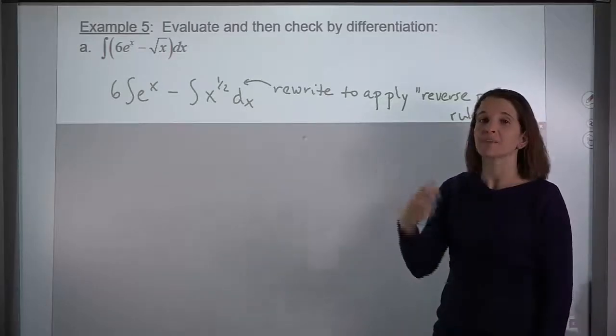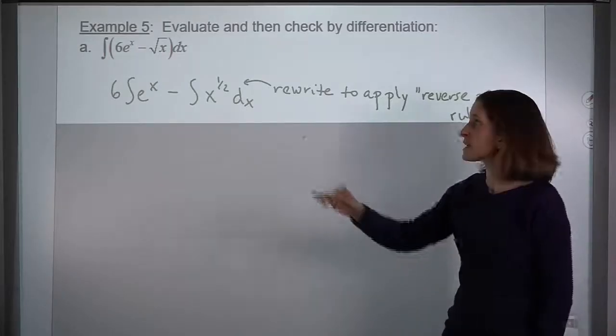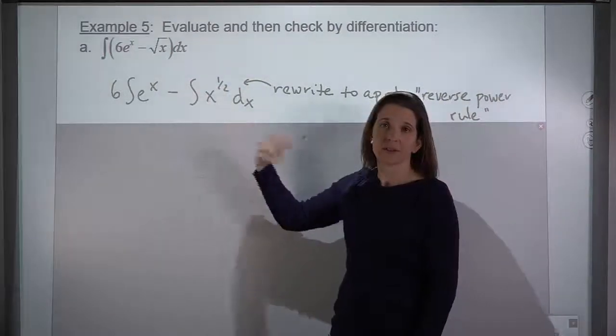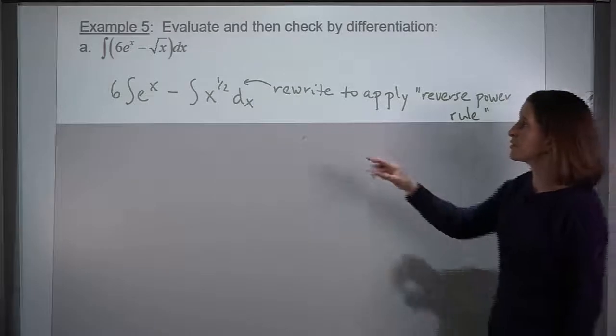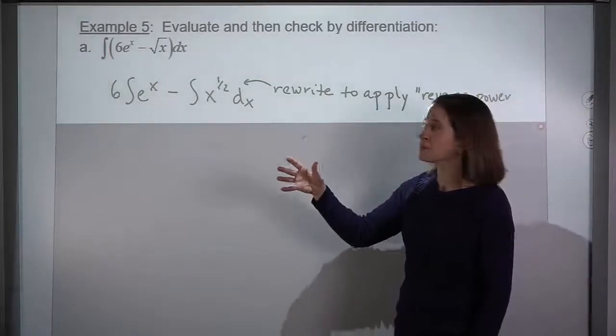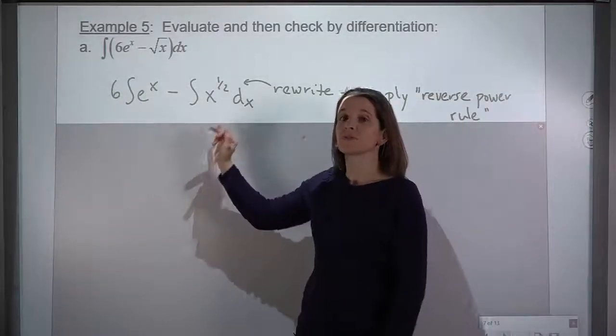So if you had something in a denominator, you would need to write it with a negative exponent. If you have something in a root, you need to write it with a fractional exponent. So I rewrote it so that I can apply that reverse power rule. Now I'm ready to apply the rules. Now be careful because I have 2 different rules here.